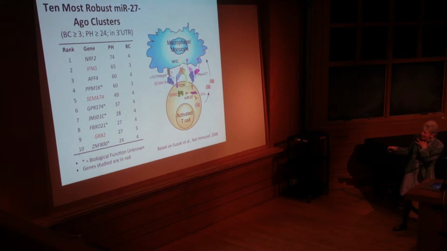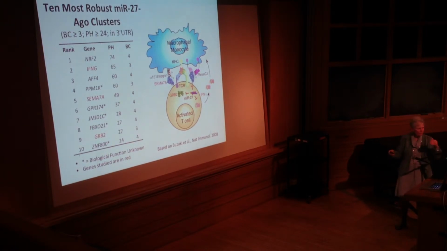So SEMA7A is an extracellular signaling molecule that's put out on the surface and also secreted by T cells, and it interacts with integrin and also with plexin C1 on the surface of monocytes and causes them to increase their cytokine production. This molecule called GRAB2 is an intracellular signaling molecule. It goes to the nucleus of T cells and turns on genes implicated in T-cell activation. It's also part of a negative feedback loop that keeps the cells from going into apoptosis, so it keeps them alive.